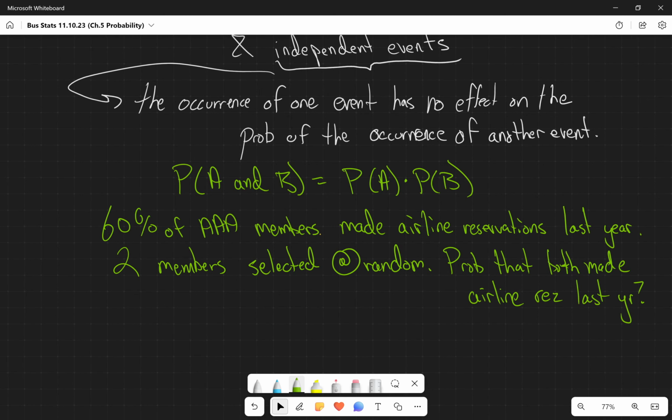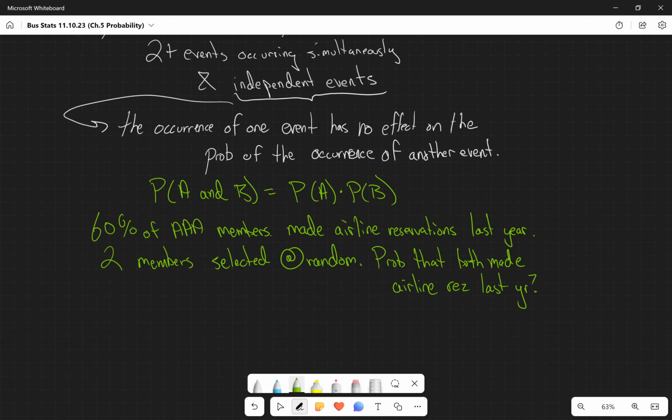So since these are simultaneous events, right, we're looking at a period that is happening concurrently for both people. Both people are living the same year at the same time. And when one person makes an airline reservation, that is not going to impact another random person making an airline reservation. So we are going to be able to use this special rule of multiplication.